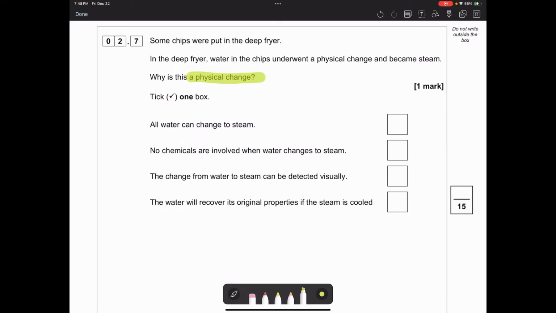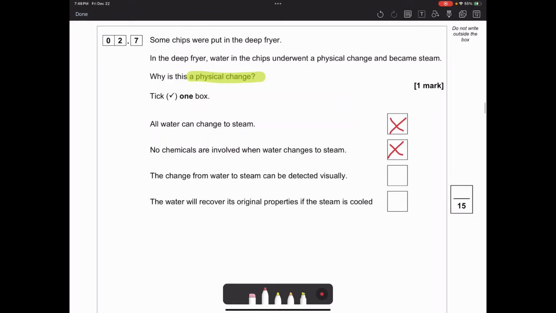All water can change to steam. Well, that's true, but that doesn't make it a physical change. No chemicals are involved when water changes to steam. Well, yeah, that is true. I mean, there's no other chemicals apart from the water, but that again is not what makes it a physical change. The change from water can be detected visually. Yes, it can be, but again, that's not what makes it a physical change.